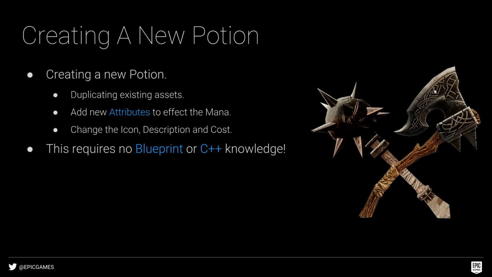So, with the breakdown of the ability system out of the way, let's talk about creating a new potion. So this is actually pretty simple. What we're going to be doing is just duplicating some existing assets. We're going to add a new attribute to affect the mana, because we're going to duplicate the health asset. Then we're going to change the icon, description, and cost. And again, this requires no blueprint or C++ knowledge to do. If you've ever opened up Unreal, maybe you've made a new material, maybe you've duplicated a couple assets, this is exactly what we're going to be doing. And this little bit of the talk can actually be applied to creating weapons and potions. So there's actually a lot that you can do with just these few simple steps.